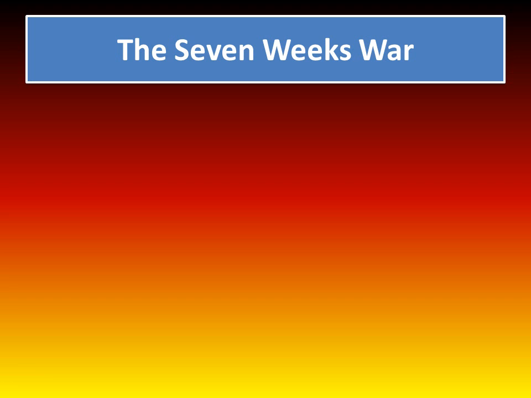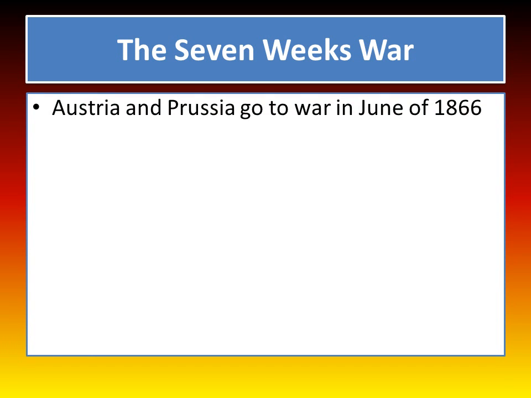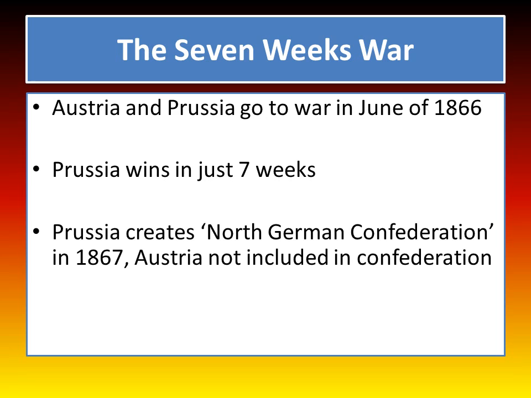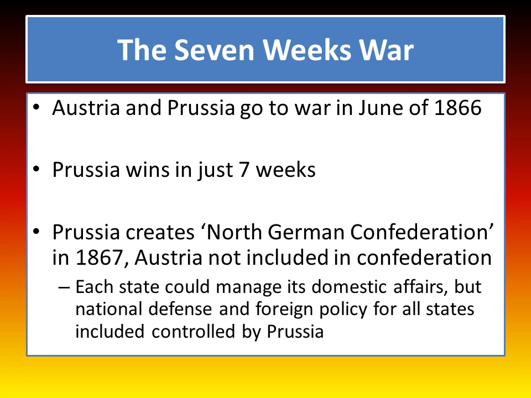As Bismarck is building up Prussia's military, we see that Austria and Prussia eventually go to war in an event that's known as the 7 Weeks' War. It happened in June of 1866, and it's known as the 7 Weeks' War because Prussia won and defeated Austria in just 7 weeks. And when Prussia won, they created a North German Confederation in 1867, and Austria was not included in the Confederation. And the way that this confederation worked was that each German state could manage its own domestic affairs, but national defense and foreign policy for all the states were controlled by Prussia.